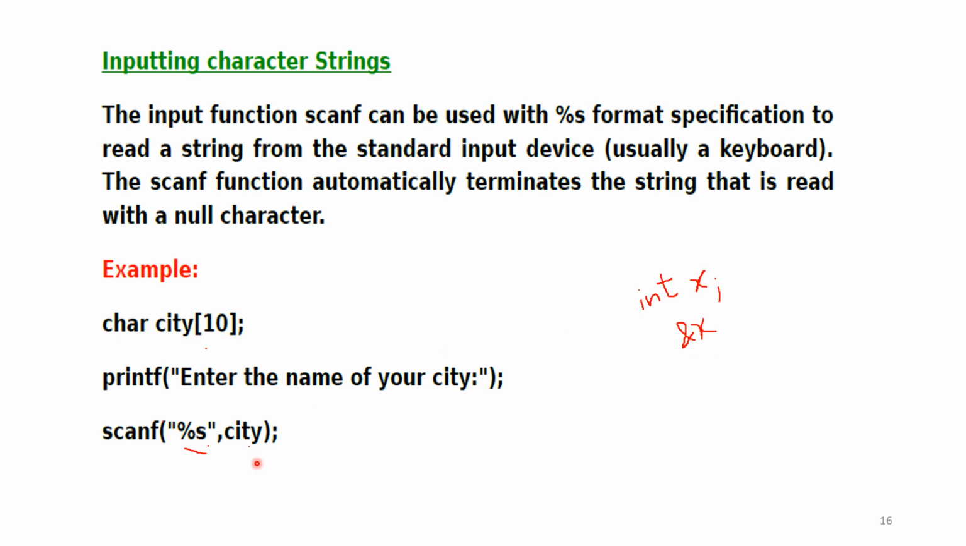But in the case of the character array city, there is no need to include the ampersand, the address-of operator, along with the variable, because in C, in the case of an array, the array name itself points to the memory location. So you need not include the address-of operator ampersand in case of arrays in C.